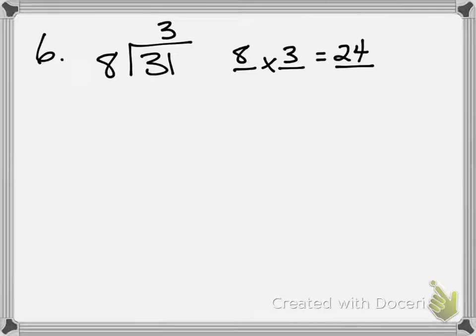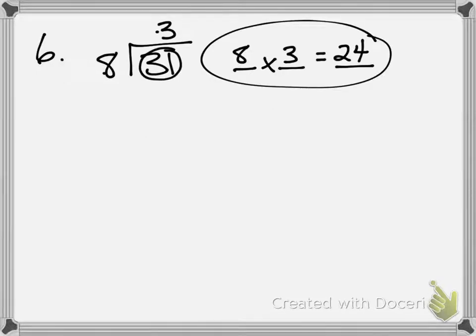So does this make sense? 31 divided by 8 is 3. If it makes sense, it should be the same as this. 8 times 3 is 24. That is not the same answer, okay? So this is an incorrect division statement.